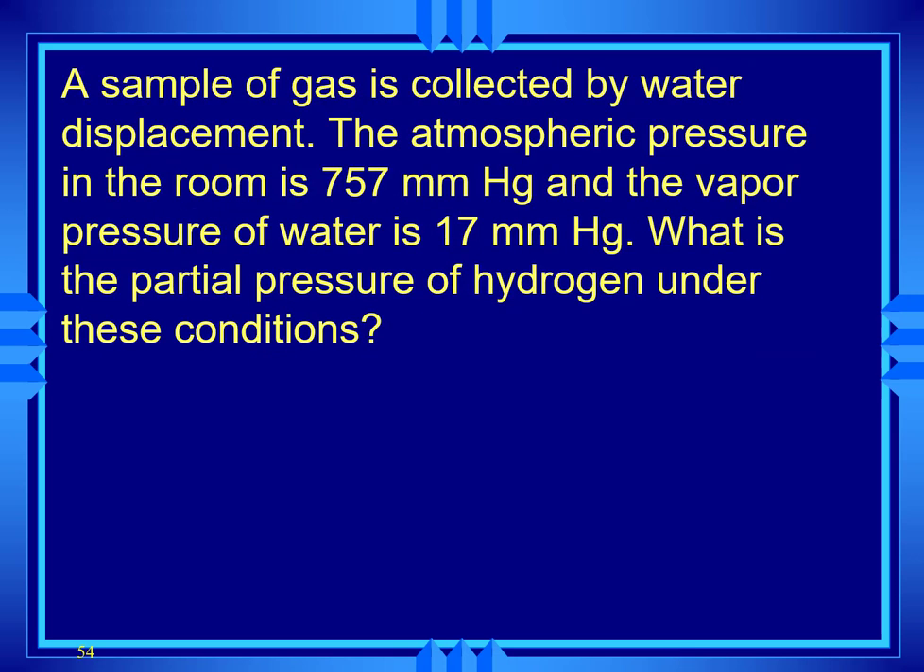Sample gas is collected by water displacement. The atmospheric pressure in the room is 757 millimeters of mercury. The vapor pressure of water is 17 millimeters of mercury. What is the partial pressure of hydrogen under these conditions? Was this number 10? Oh, nope, the wrong one. It's 11. Number 11.